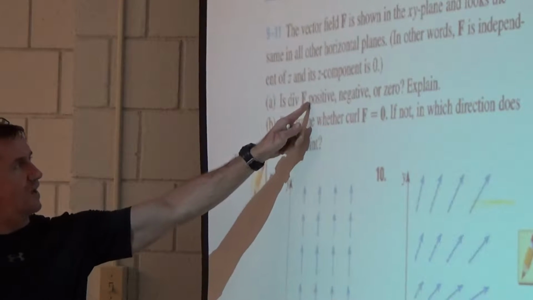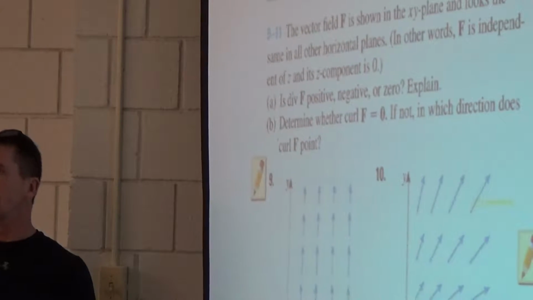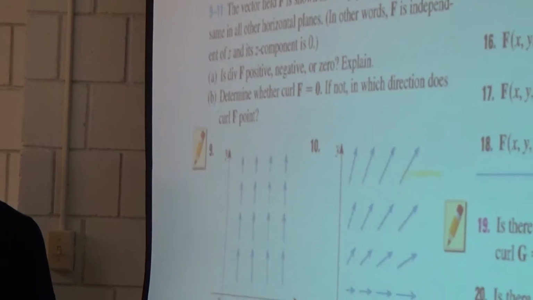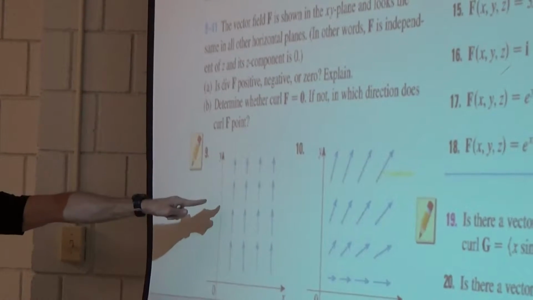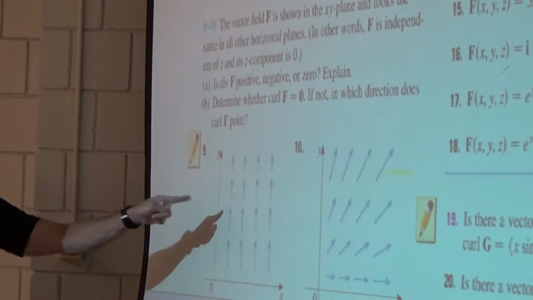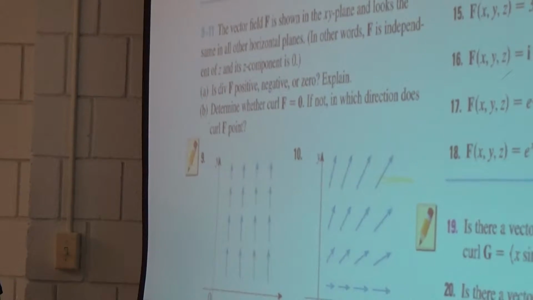Is the divergence of F positive, negative, or 0? So we're going to start with that. This is number 9, and we're going to look at the divergence of F. As for letter B, we'll get that in a second, but we're going to start with this. Is the divergence of the vector field positive, negative, or 0? Explain. Okay, so we'll go to it. It's not hard to do.